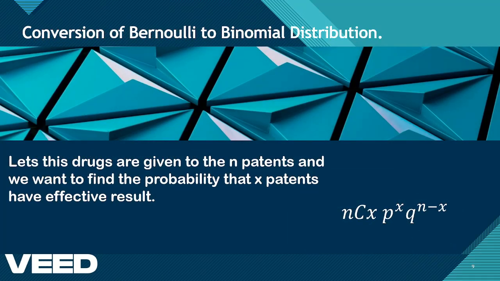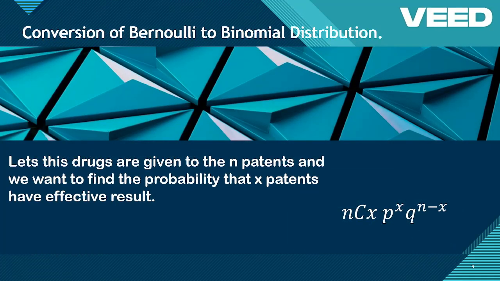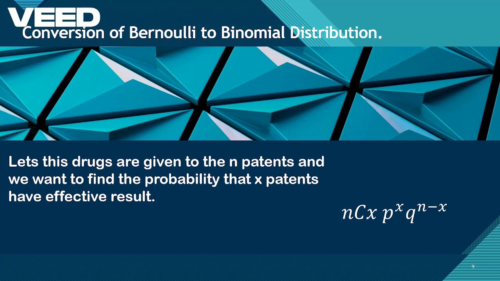Now we will see how the Bernoulli distribution is converted into the binomial distribution and what the different conditions for the conversion are. Here we can see, let these drugs be given to n patients and we want to find out the probability that x patients have an effective result. So the probability that x patients show the effective result from the n patients is given by nCx p raised to x, q raised to n minus x.